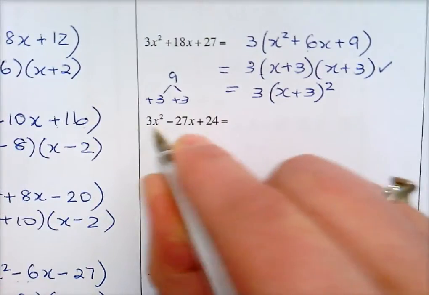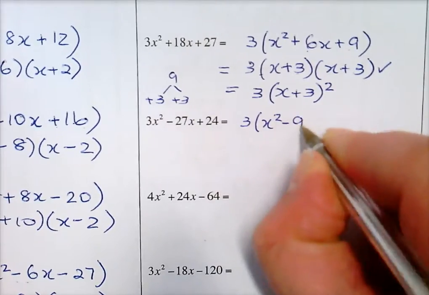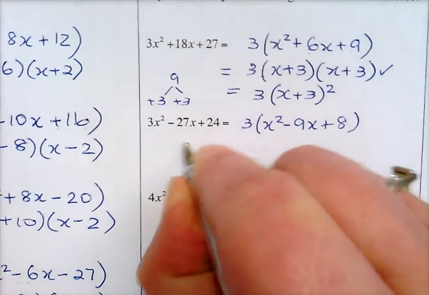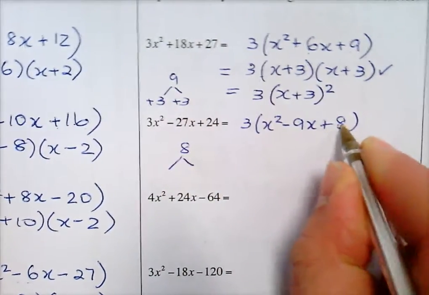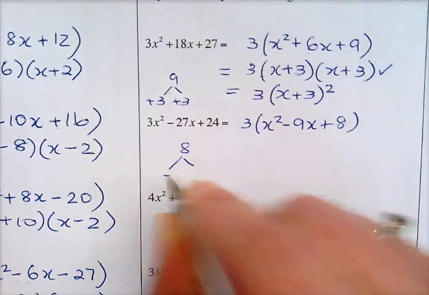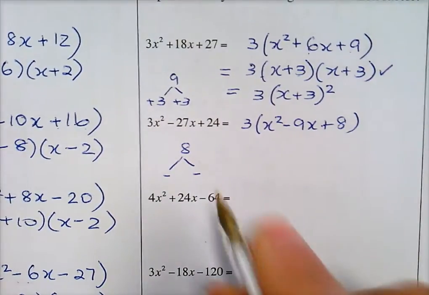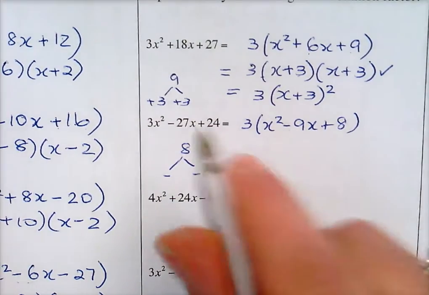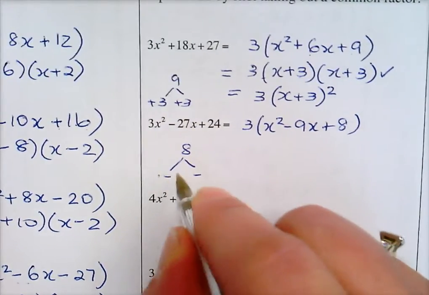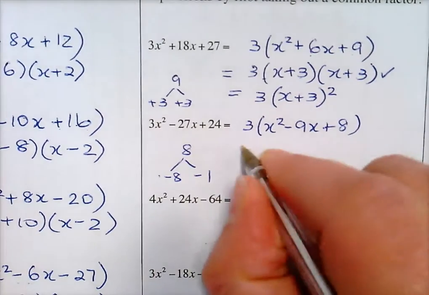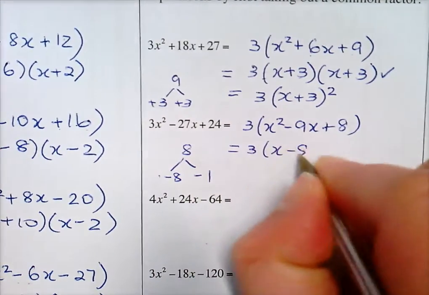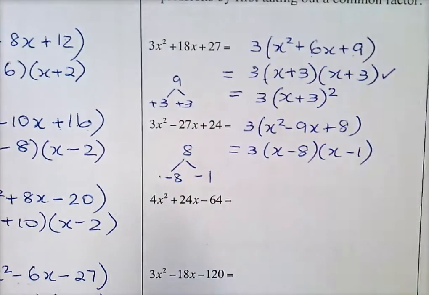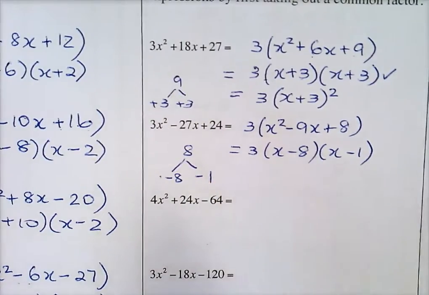3 is a common factor. 3 bracket x squared minus 9x plus 8. Two numbers that multiply to give positive 8 but add up to give a negative. They've both got to be negative. We've either got 4 times 2 or 8 times 1. 4 and 2 will only give me 6, so it's got to be 8 and 1. So we've got 3 bracket x minus 8, x minus 1. Because negative 8 plus negative 1 is negative 9.